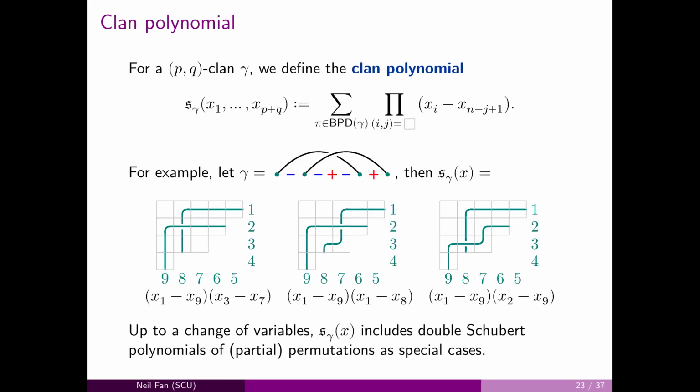It's easy to see that under change of variables, clan polynomials include double Schubert polynomials of partial permutations as a special case. When the shape of the BPD fragment is a rectangle, we can obtain a partial permutation. And clan polynomials, after change of variables, change this factor into y, where we can obtain the double Schubert polynomials.